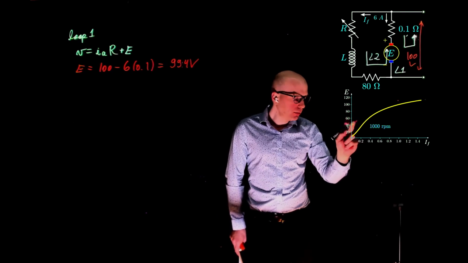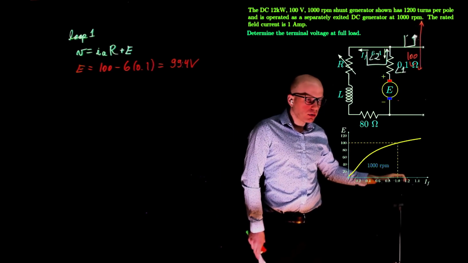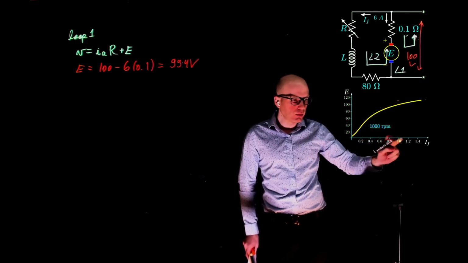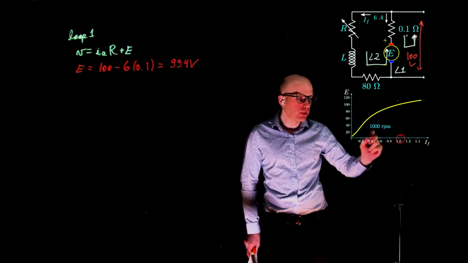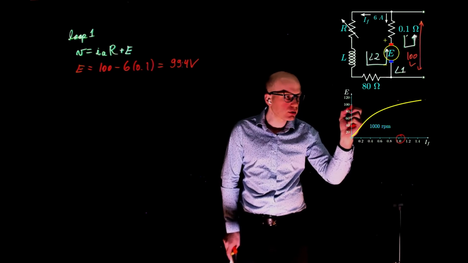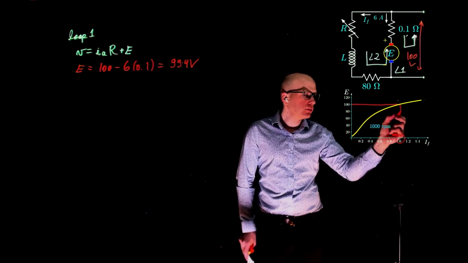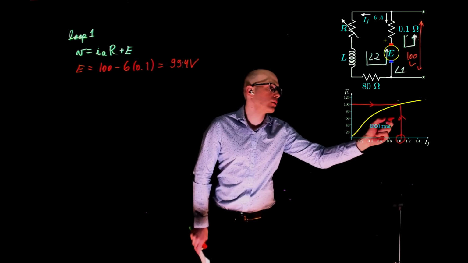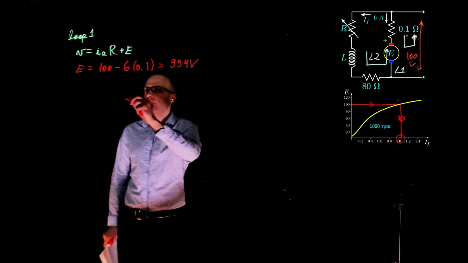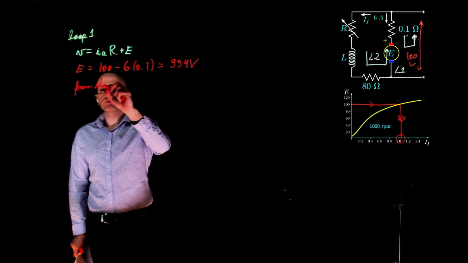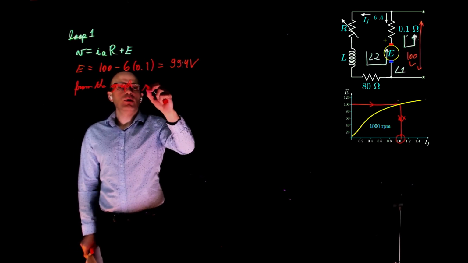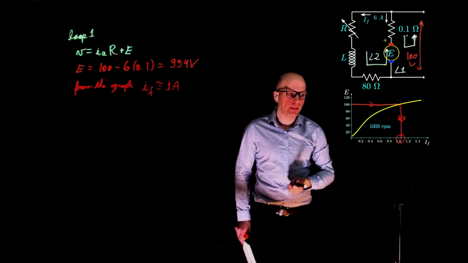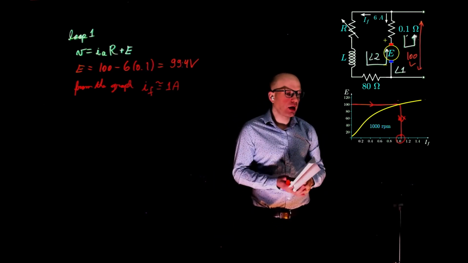At 99.4, we can trace a line from 99.4, around 100, and down. We should be around 1 amp. Starting at 99.4, right there, and then down, that gives around 1 amp for I_F. So from the graph, it would require an I_F of approximately 1 amp. Now we can go to loop number 2.